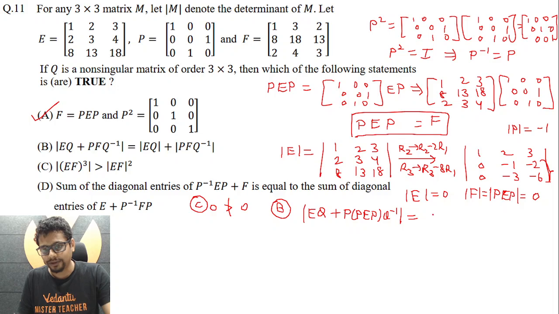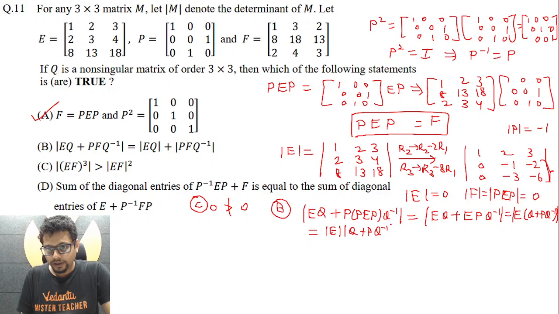So this essentially becomes, if you see carefully, EQ plus PP, P square. P square is identity matrix, and any matrix multiplied by identity matrix is the matrix itself. So P square is identity matrix. So it essentially becomes EP Q inverse. Now this essentially will be 0. Why? Because you can write this as E times Q plus P Q inverse. Yeah, distributive property of matrices. So here this essentially becomes determinant of E multiplied by determinant of Q plus P Q inverse. Now no matter what this determinant is, since determinant of E is 0, it will be 0.